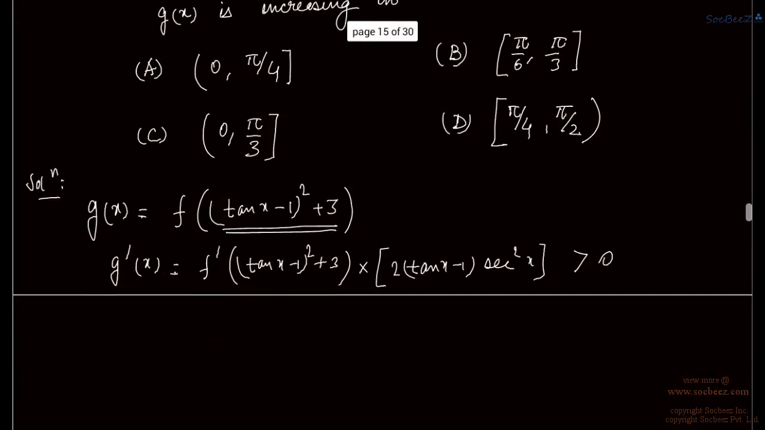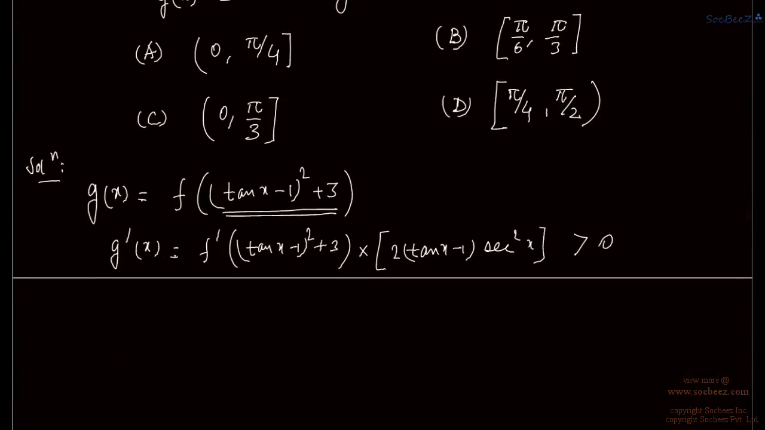So for g dash x to be greater than 0, we have 3 terms here. One term is f dash of (tan x minus 1) square plus 3. Another term is tan x minus 1, and another term is sec square x. So clearly this term is greater than 0. So we have to check for this term and this term. So checking for f dash of (tan x minus 1) square plus 3.